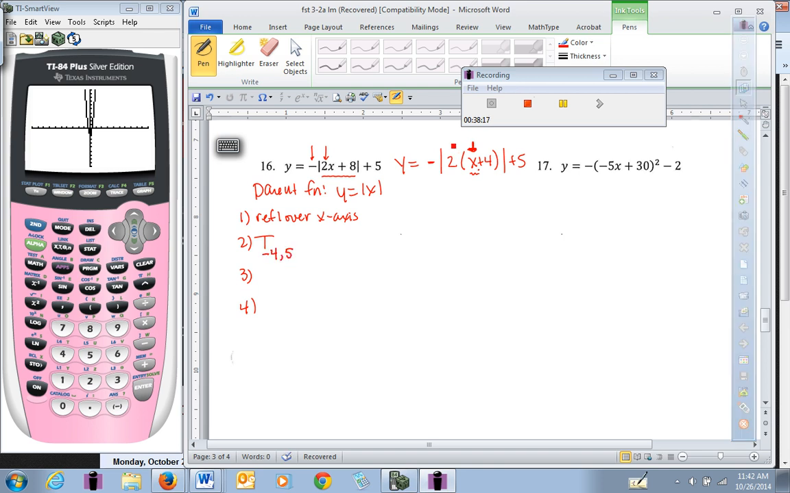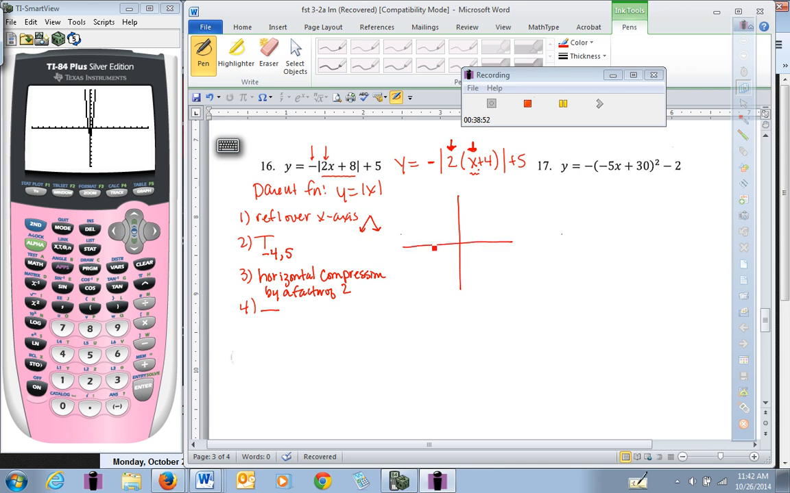Okay? Then this 2 right here becomes horizontal, doesn't it? And since 2 is greater than 1, it's a horizontal compression, isn't it? So it's a horizontal compression. I mean, it's just going to be pushed in horizontally or thinner. And that's by a factor of 2. And then we don't have this, do we? Okay, so what this means is we're going to be upside down, we're going to move it over, and then it's going to be skinnier, isn't it? It's going to be skinnier.